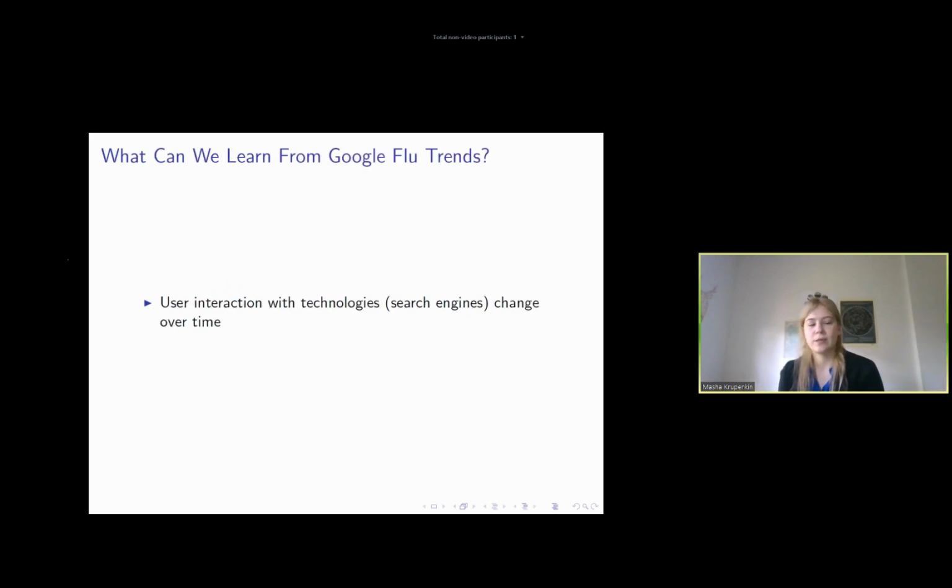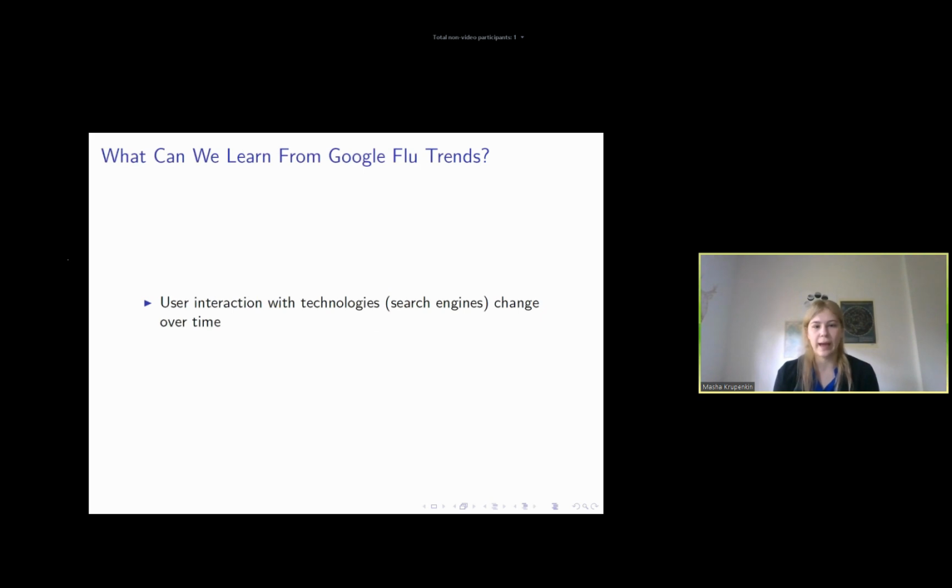So what can we learn from Google Flu Trends? And how can we use this to improve this search data methodology? The first and most important point is that user interaction with technologies, such as search engines, definitely changes over time. People who were using Google in 2003 were quite different from people who were using Google in 2013, and they were using Google in different ways. For example, in 2003, as far as I know, there was no auto-suggest feature, and that really does influence the way in which people search. So that's really important to keep in mind.